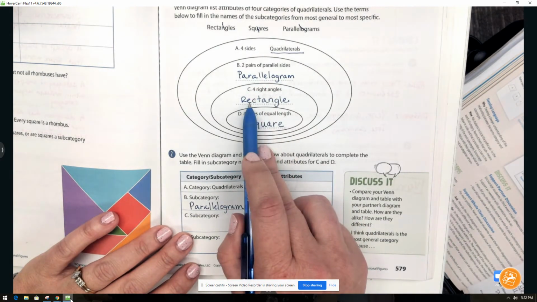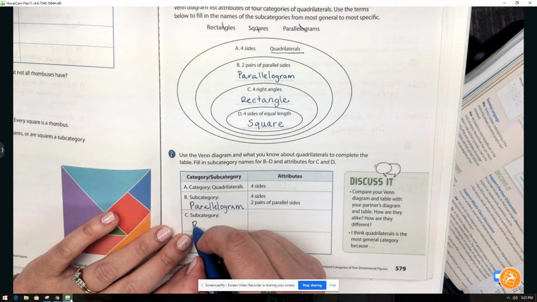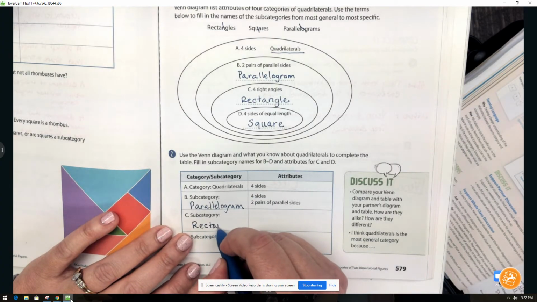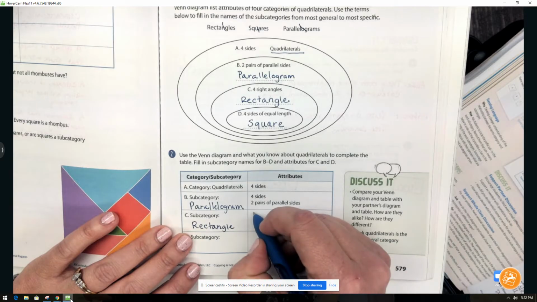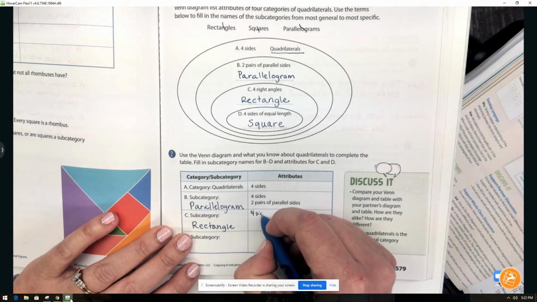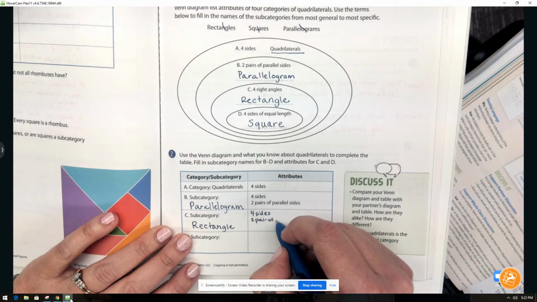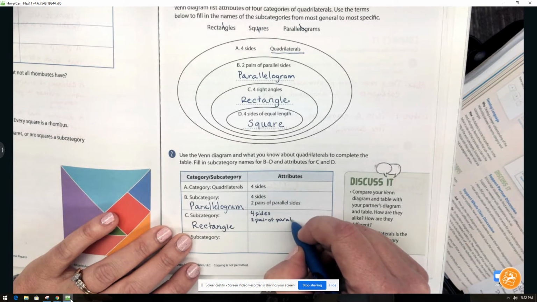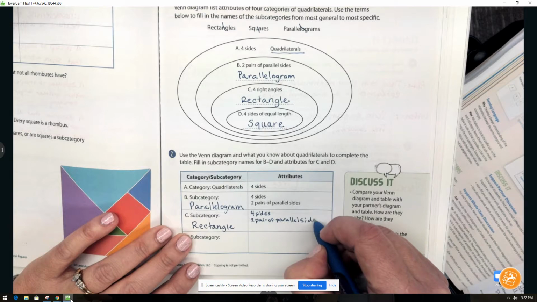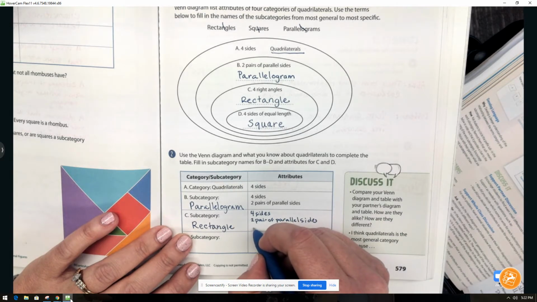Then underneath a parallelogram, we have a rectangle. A rectangle has 4 sides, 2 pairs of parallel sides, and 4 right angles.